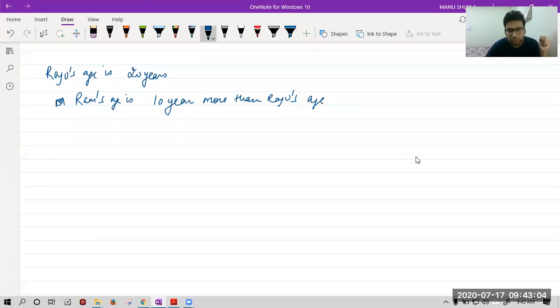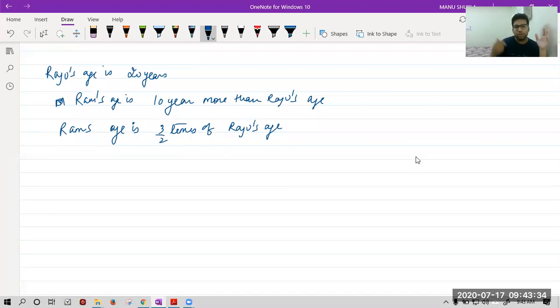Very good. Tanishka, Tushita, Naina, Ryan. Now you are getting this. It was very simple. Now if I change the question, suppose I say Ram's age is 3 upon 2 times of Raju's age. If I say Ram's age is 3 by 2 times Raju's age, again it is 30 only.